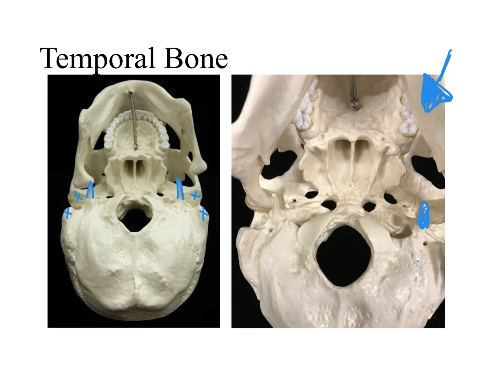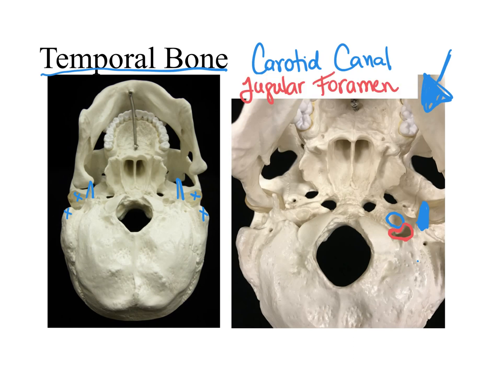Now, here we have the styloid process. Medial to the styloid process, we have this canal. This canal is found in the temporal bone. And through this canal, the internal carotid artery passes. Consequently, this canal is named Carotid Canal of the temporal bone. Now, posterior to the carotid canal, we see this big hole. And this big hole is named Jugular Foramen.